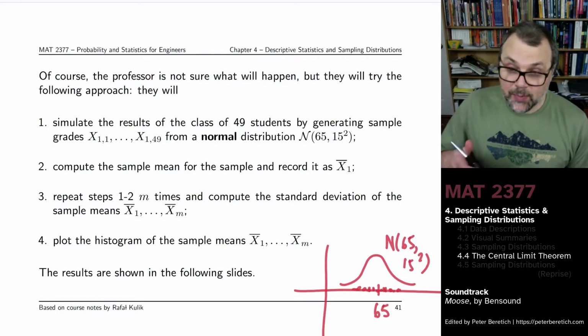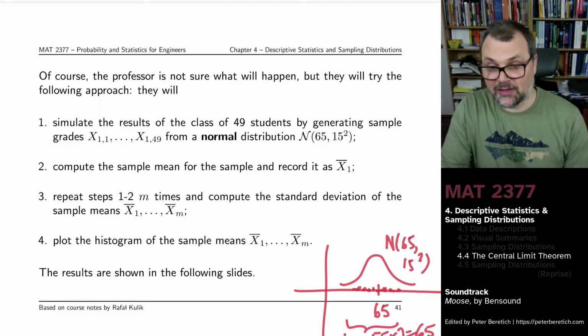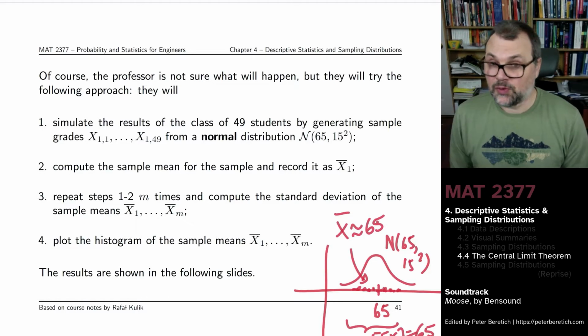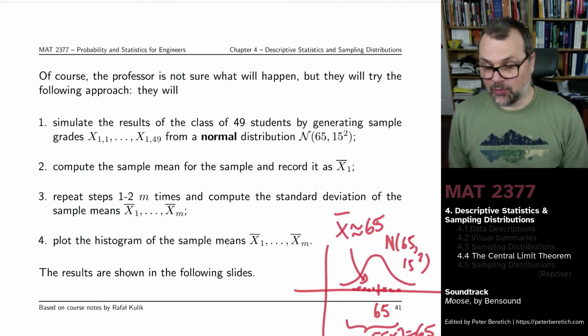Now, we would expect that these grades should be pretty close to 65, and in fact, it wouldn't be surprising to find out here that the expectation would be exactly 65, and that the sample mean of the things we've taken should be close to 65. So that's what we would expect from one generated sample.